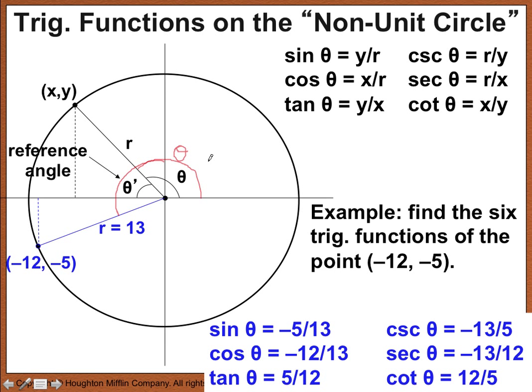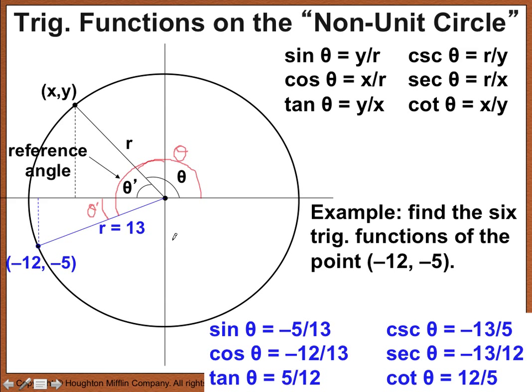Alright, if that's my theta, then my theta prime is right here. Theta prime has to be in the same quadrant as the point, and it also has to touch the terminal side, this radius, and it touches the x-axis. So this little red line here is my theta prime. So I can indicate that here, theta prime. Okay, so I've got my theta prime.